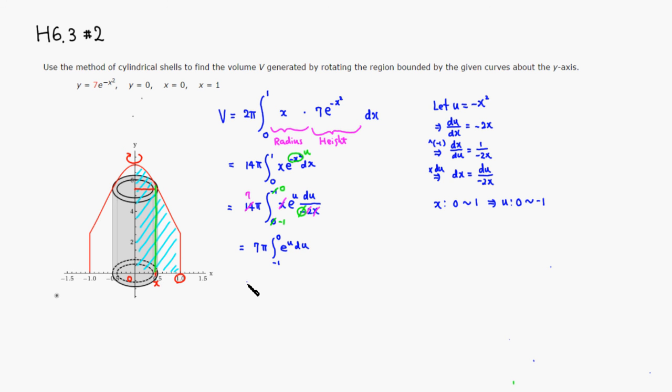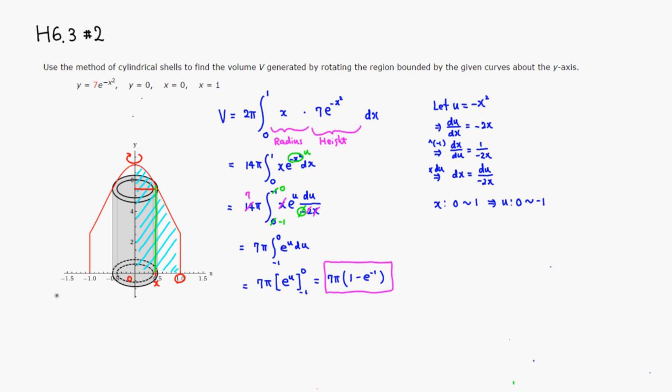This is a very simple integration, and 7 pi is just a number. The antiderivative of e to the u with respect to u is just e to the u again, our favorite function, evaluated from negative 1 to 0. We plug in: 7 pi times, plug in 0, e to the 0 is 1, minus, plug in negative 1, e to the negative 1. This is the volume of the solid that we're interested in.